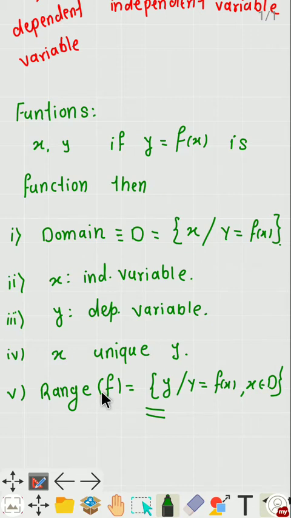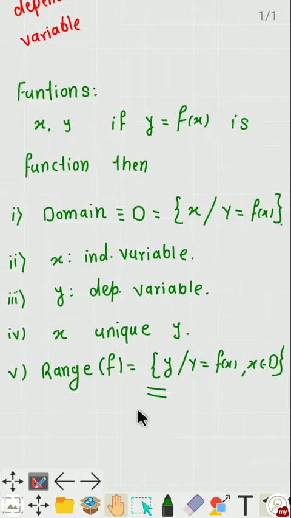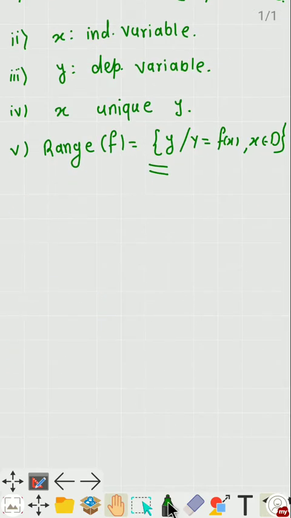The function f is said to be defined from D to R. It is expressed symbolically with two sets: the first set is the domain and the second set is the range. So we write that function f is defined from the domain D to the range R. This is the notation to denote the function f: f is the function from set D to set R.